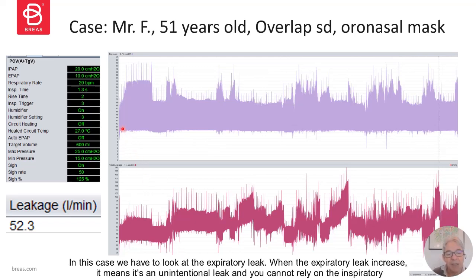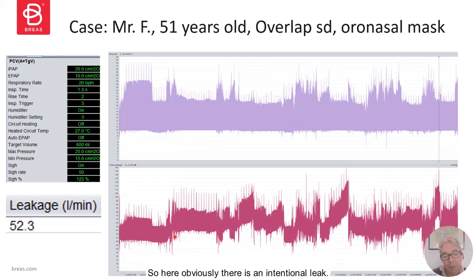So how to monitor this patient? In this case, we have to look at the expiratory leak. When the expiratory leak increases, it means it's an unintentional leak, and you cannot rely on the inspiratory. So here, obviously, there is an unintentional leak.